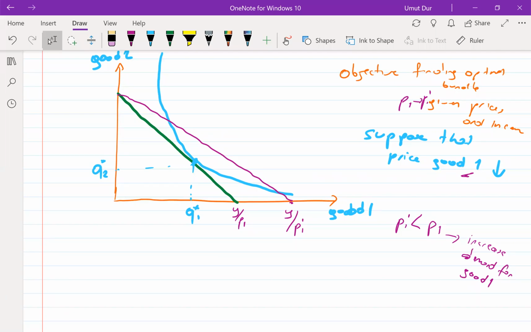So why? There are two reasons. Relatively, good 1 is cheaper.